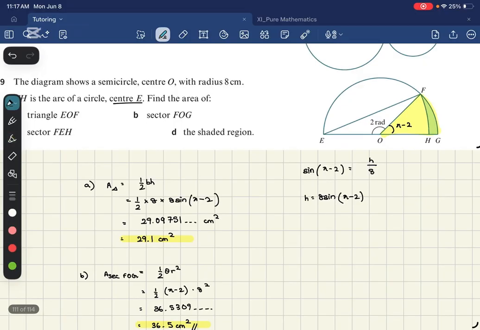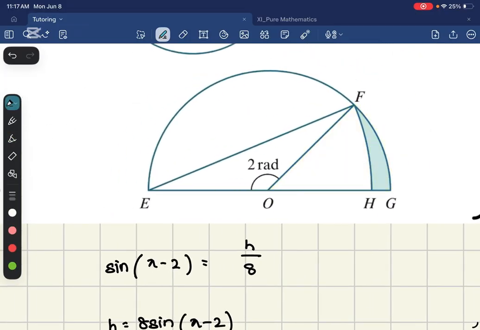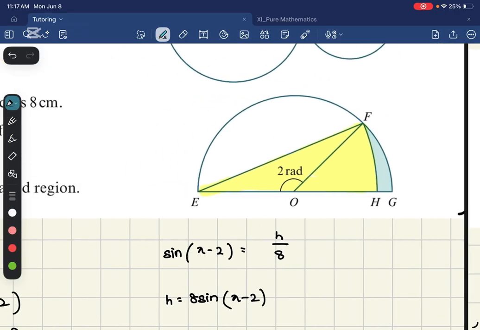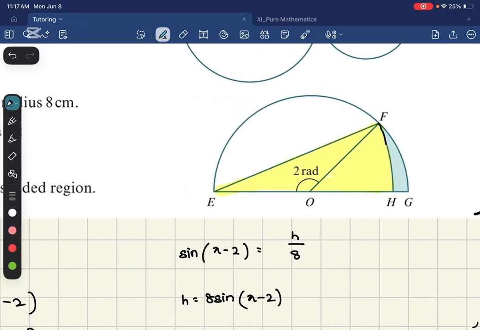Area of sector FEH. All right, so let me erase this. What is the sector FEH? It is going to be this part, right? FEH is this sector. And remember, we are given something. FH, which is this, is the arc of a circle. All right, we are given that this is the arc of a circle. That is important to know.